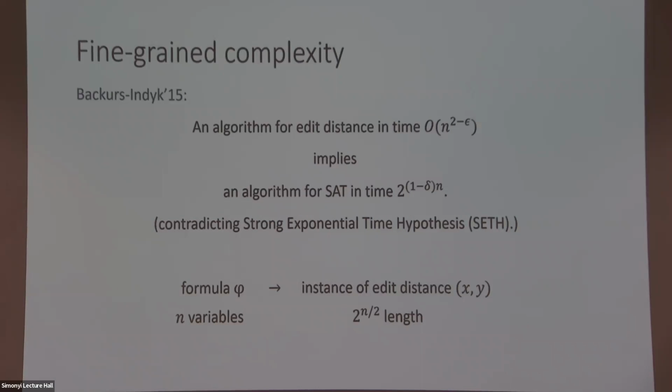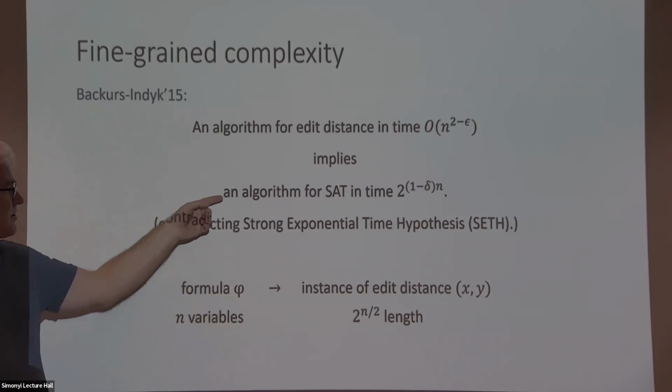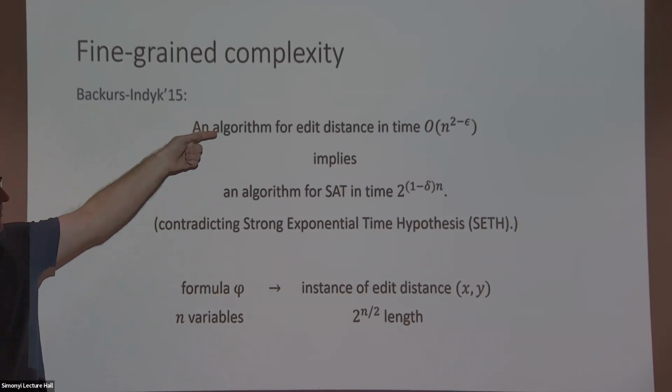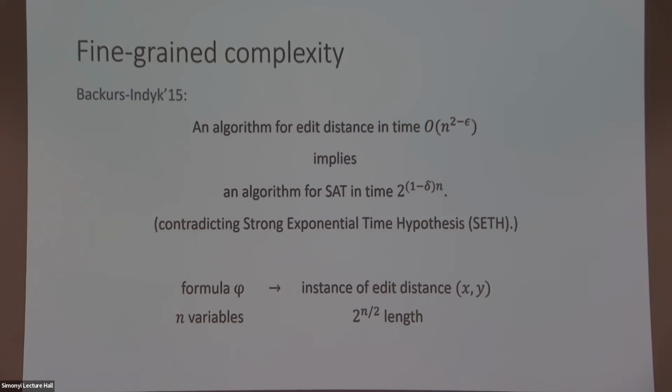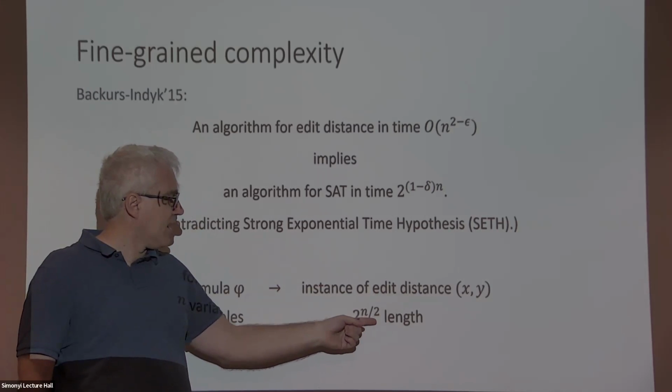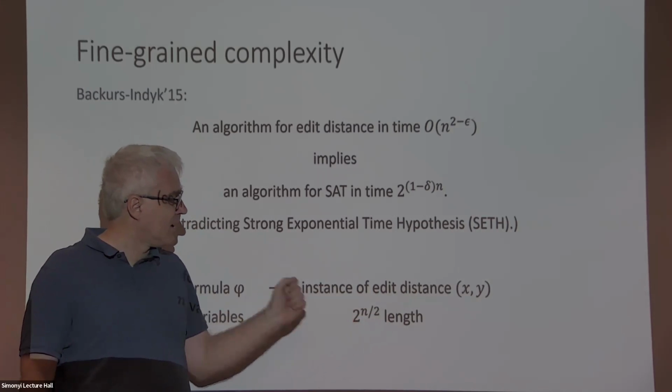This is fine-grained complexity, a subfield of complexity, because it relates algorithms running in polynomial time to algorithms which run in exponential time. So you may wonder how this can happen. There is a reduction which reduces SAT instances into edit distance instances. If you can solve edit distance instances fast, then you can also solve SAT instances fast. The reduction has to do an exponential blow-up. You start with some formula phi on n variables, and you reduce it to an edit distance instance of length 2 to the n/2. So you have this exponentially long string.